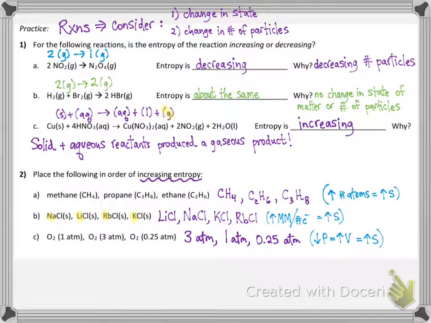For the last one, the highest pressure is the lowest entropy. So it goes from 3 atmospheres to 1 atmosphere to 0.25 atmospheres, because decreasing the pressure increases the volume, thus more possible positions and more entropy.